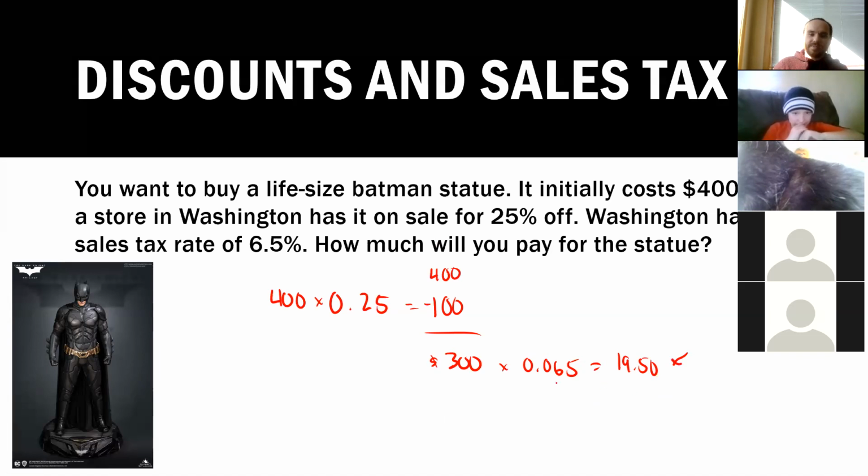This is the amount of tax we're going to pay. This is the amount we're paying for the item. So we have to add those together to get our total. So we have $319.50.